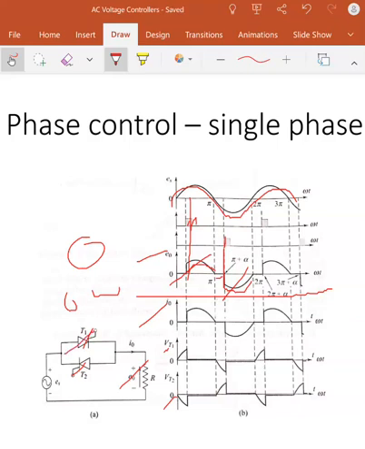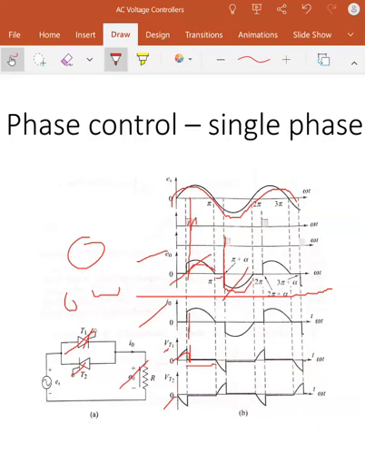So in the positive half cycle, what is happening? The thyristor T1 has to block initially. Whenever it is not turned on, it has to block the supply voltage. What was the supply voltage? It is going to block up to the point it is turned on. Once it is turned on, the voltage across the thyristor is 0.